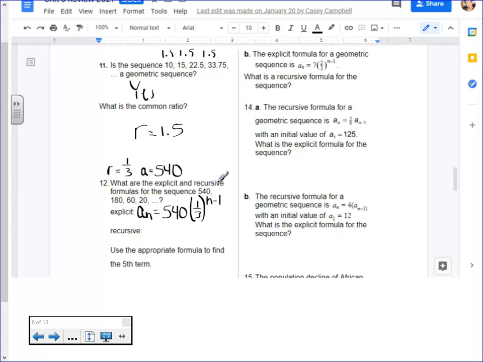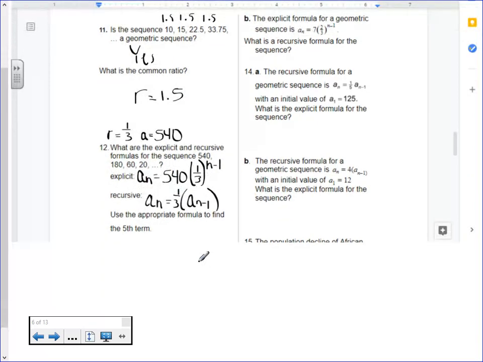There's a lot of equations to remember. The recursive formula, the only thing you have to know is your common ratio. So A sub n equals the common ratio, which is 1/3, times the previous term. Say the term is 20. If I wanted to know the next term, I'd take 20 times 1/3. Now they want to know the fifth term. We know the fourth term, so the easiest thing would be to take 1/3 times 20.